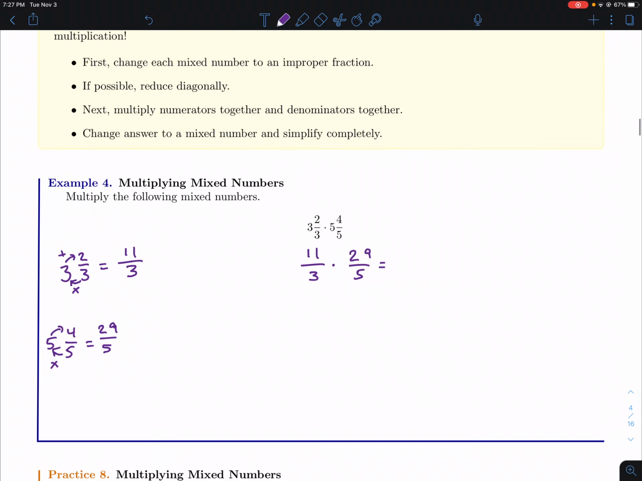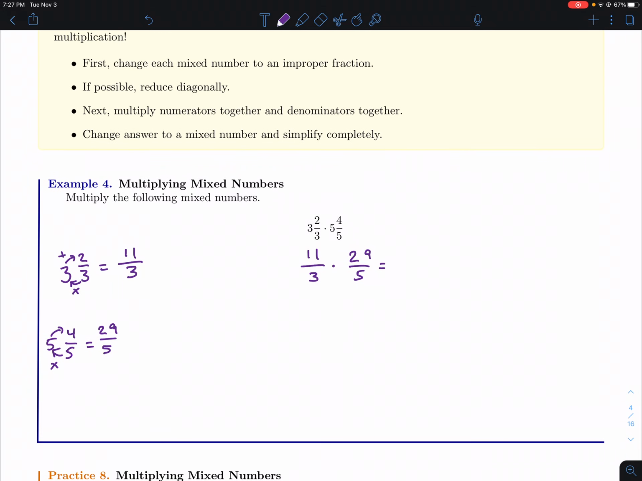At this point, if it was possible, you could start trying to cancel stuff out. The reason it says reduce diagonally is that these fractions would have been in lowest terms to begin with, so the 11 and the 3 would not reduce, because this fraction would have already been in reduced terms. Same thing with the 29 over the 5, because 5 4/5 was already reduced. We might be able to cancel something from the 11 and the 5, or from the 29 and the 3, but we're never going to be able to cancel within the same fraction.